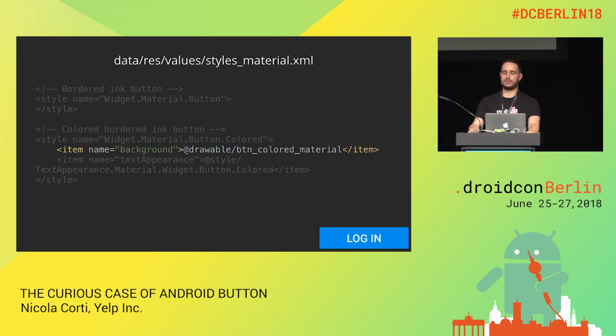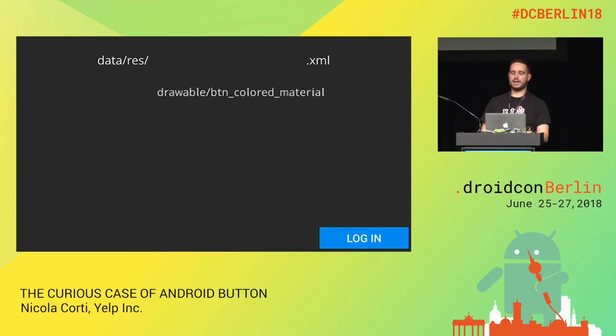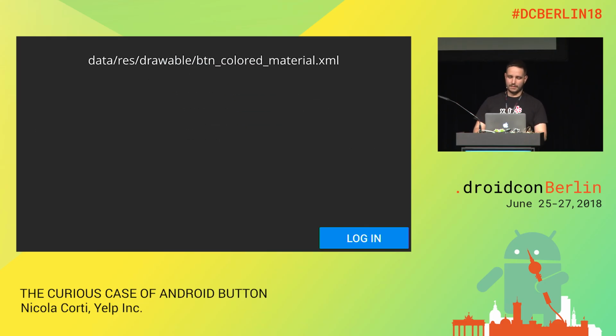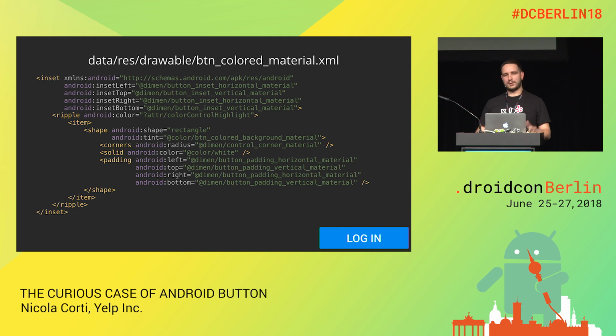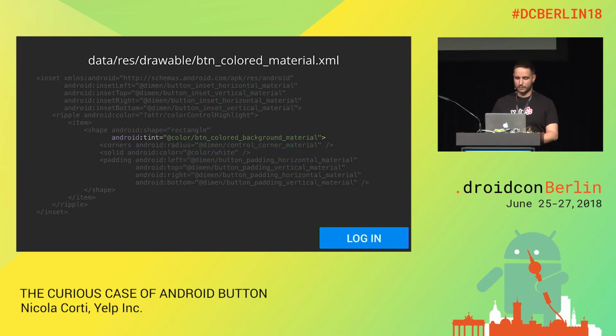If we open this button colored material, let's see what we have inside. Again, it's a drawable file. And yeah, okay, wall of code. Sorry guys, but this is similar to the structure we saw before: ripple, item, inset, shape, corner, solid, and padding. So it's really, really similar to what we saw before. Just one thing that is worth noting that changed is this one.